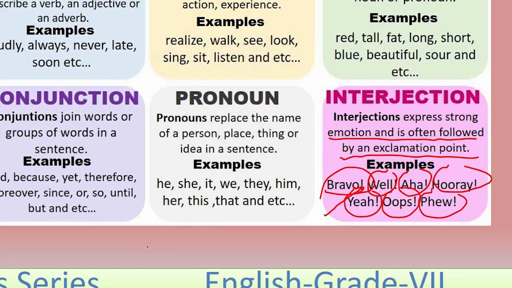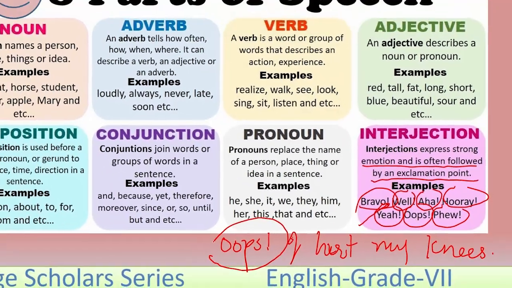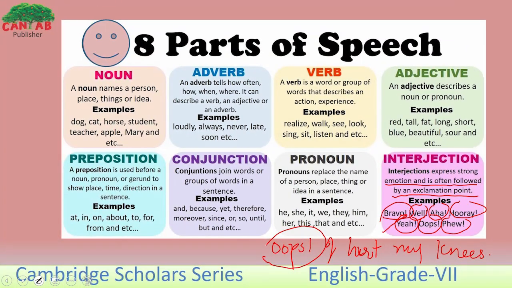Let me give you an example. "Oops, I hurt my knees!" Here, the person is in pain and he is expressing his pain. So this is an emotion and we have added an exclamation mark too, because this is a strong emotion. He's expressing his emotion, expressing his pain.